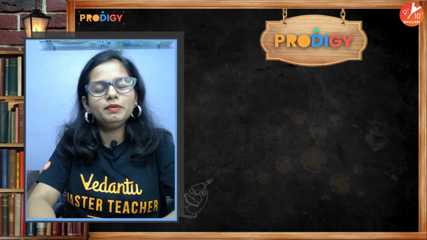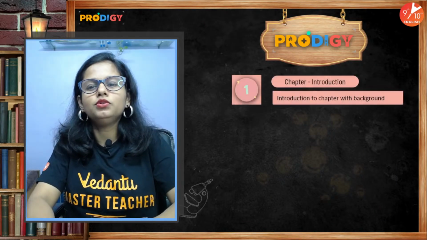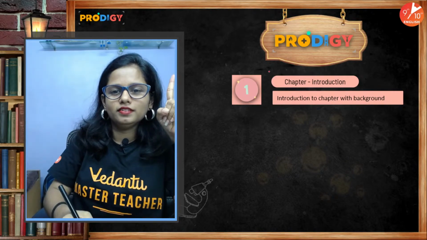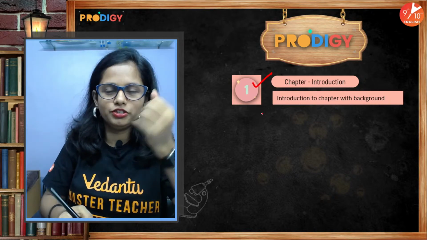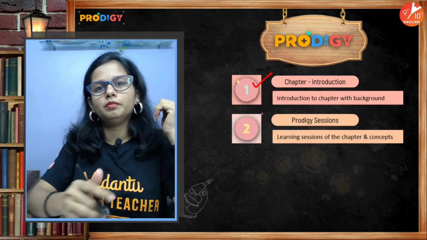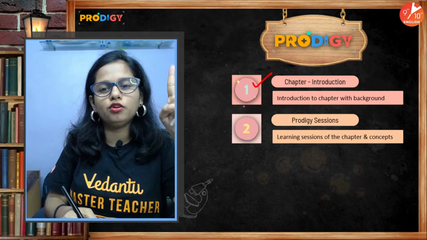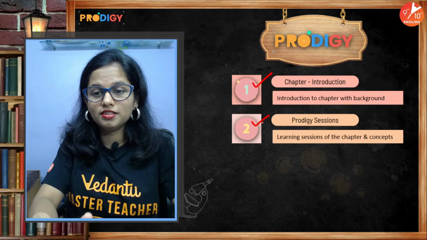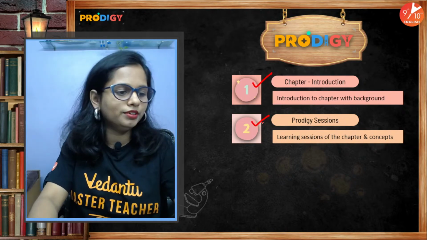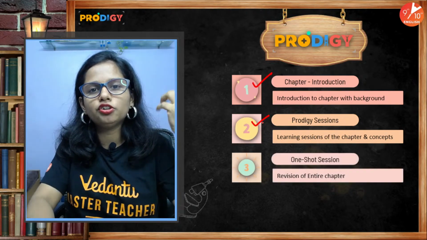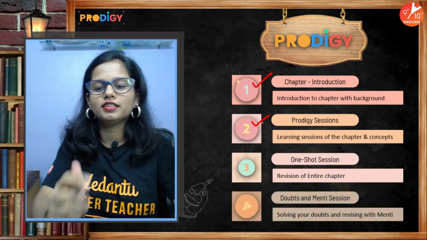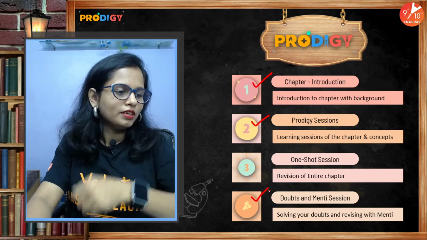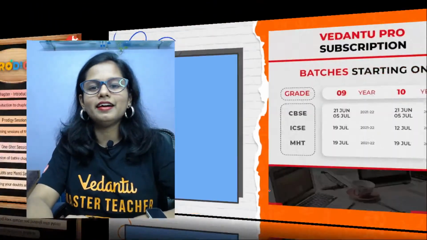Okay. So people, this is our Prodigy series and under the Prodigy series, we have 4 segments. Segment number 1 is the chapter introduction, which is today's session. Then there will be a detailed discussion of every concept which comes under this chapter, so there will be Prodigy sessions of this chapter. This is followed by a one-shot revision, and last but not the least, there will be a doubts and mentee session. So chalo, let's get started.